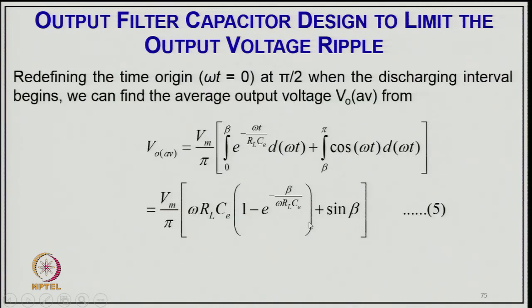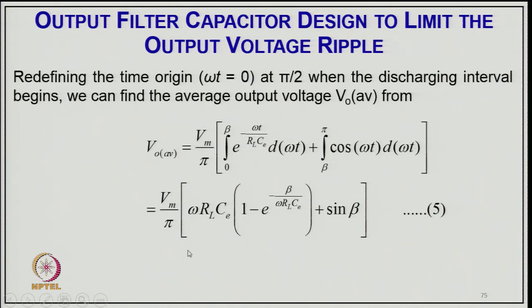And referring to the time period omega t equal to 0 at pi by 2, when the discharging interval begins, we can find out the average output voltage. So, V average is V_m upon pi in bracket, integral 0 to beta e to the power minus omega t upon R_L C d omega t, and beta to pi, that is cos omega t d omega t, and we can solve it.